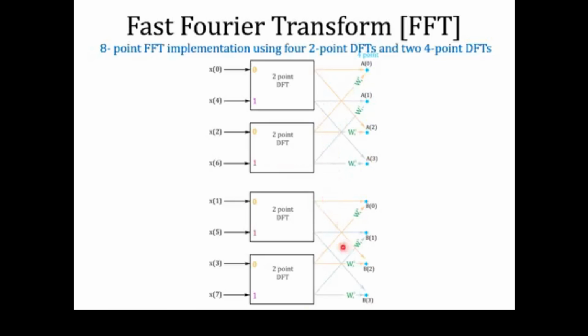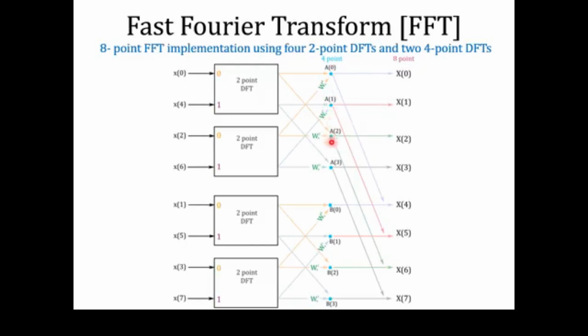And similar is the case for this second 4-point DFT output. With the help of these two 2-point DFT outputs, we have reconstructed the second 4-point DFT output, which is represented by B0, B1, B2, B3. Now this is the first 4-point DFT output and this is the second 4-point DFT output. With the help of these two 4-point DFT outputs, A of K and B of K, we will reconstruct the overall 8-point DFT output as we did previously.